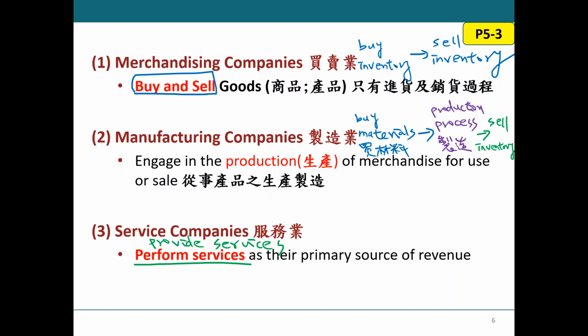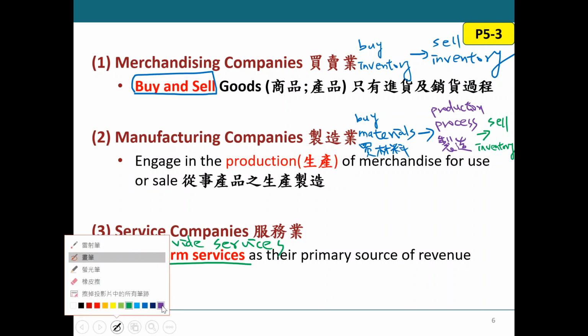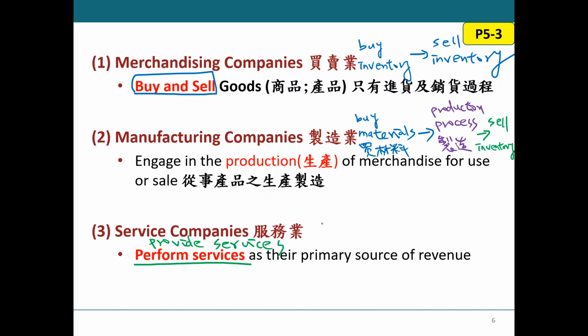Like what? Taxi. For taxi driver, do they have any inventory? No, they just provide a service to you, deliver you to other place. That's it. So they don't have any inventory for taxi driver, right? So service companies, they don't have inventory. Okay, any questions?